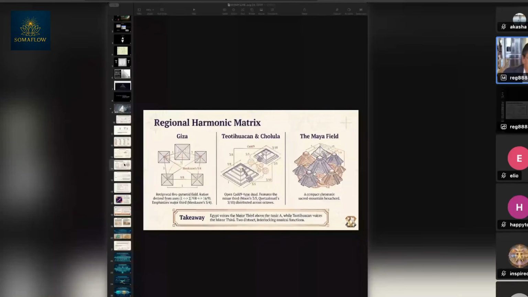Okay. So, regional harmonic matrix. And if you say yes, please say why. I'd love to hear your thoughts on how that just happened to be coincidental.